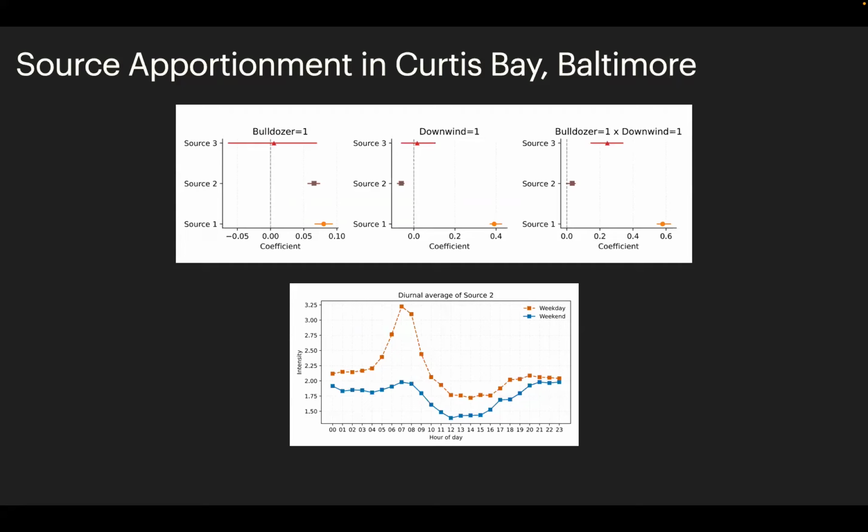Then we did some post-hoc analysis. We looked at these intensity time series that were estimated and regressed them on the bulldozer activity and downwind. And we saw that source 2 does not have any association with downwind or with bulldozer activity, but source 1 does. And source 3 has only association with the interaction of downwind and bulldozer activity. We also looked at the diurnal pattern of the intensity of source 2, which had a distinct weekend and weekday structure, which further confirmed that it's most likely dominated by traffic contributions.